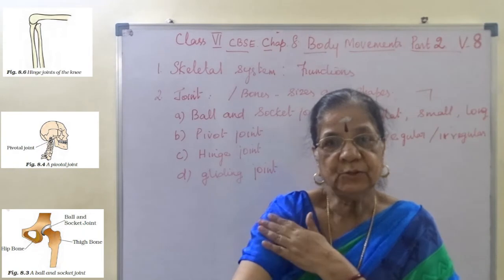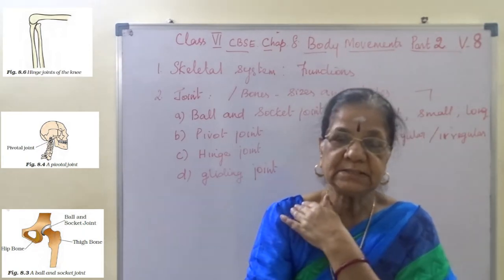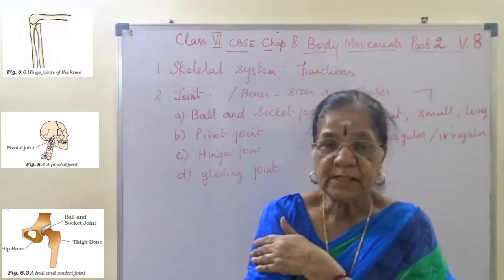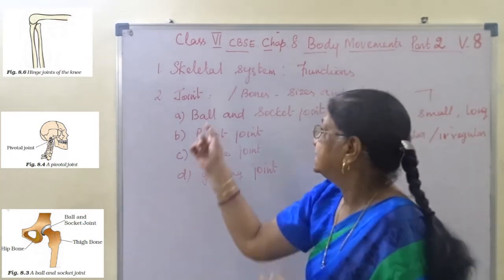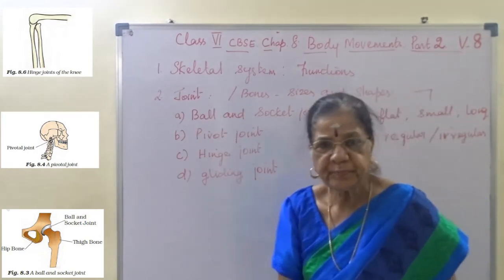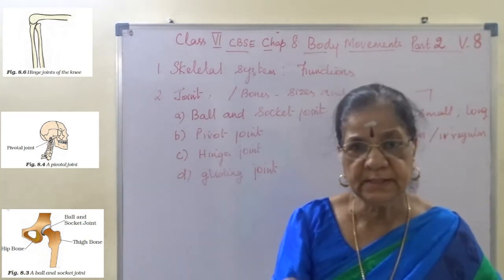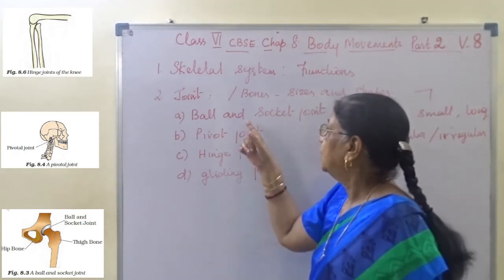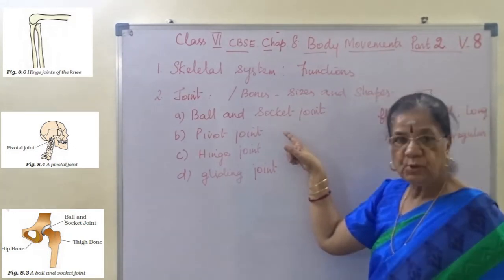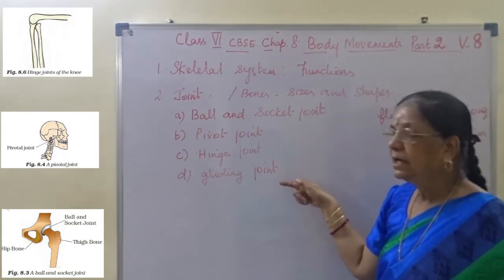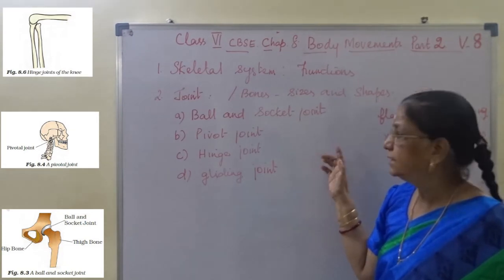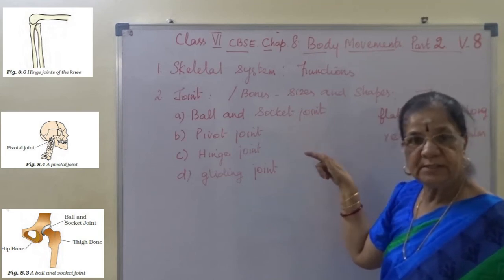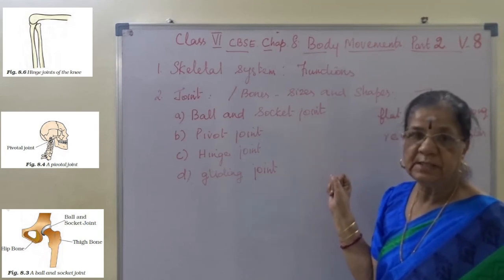Now all these bones are attached. The humerus is attached to the pectoral girdle. That point of attachment is called a joint. In our textbook, different types are given: ball and socket joint, pivot joint, hinge joint, and gliding joint. I repeat: ball and socket joint, pivot joint, hinge joint, and gliding joint.